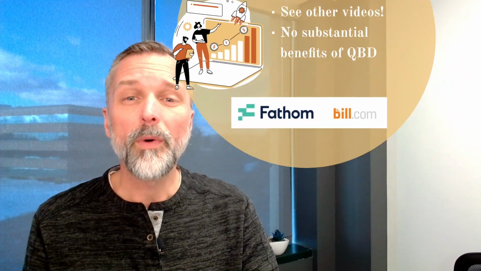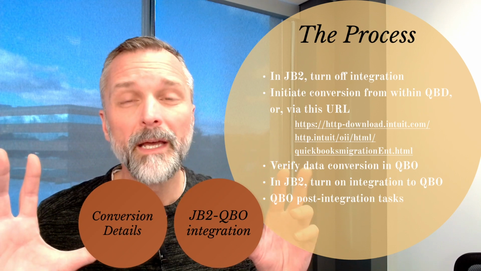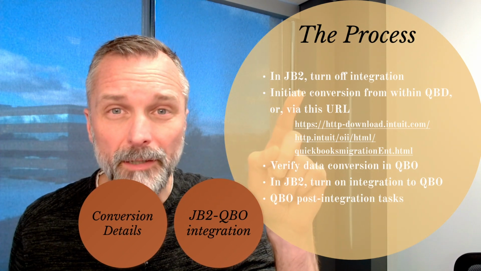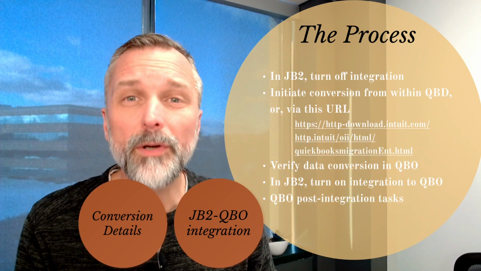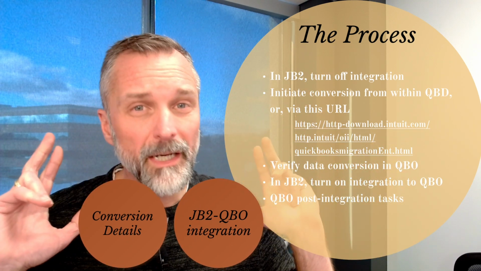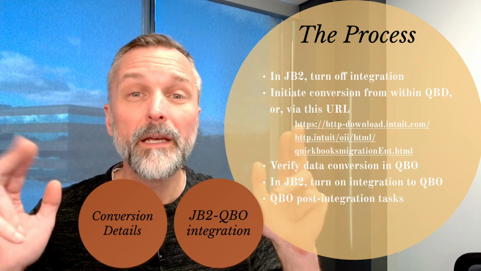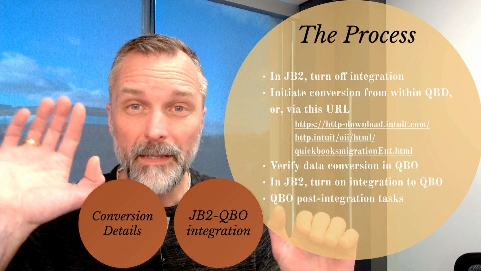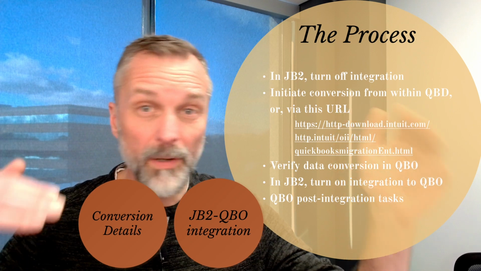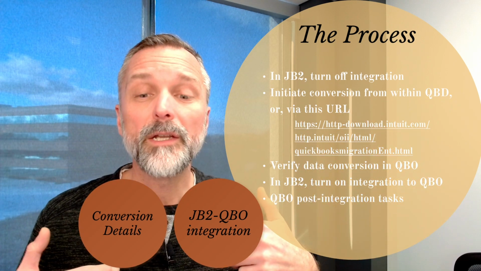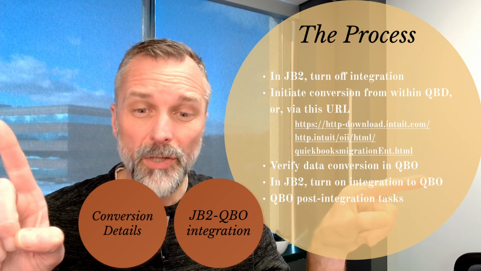So with that, what does the process look like? Here's an overview, and I'm going to share a few more details in a moment. Basically, you turn off the integration from JobBoss2 into QB Desktop, and then you convert your QuickBooks data into QBO. Intuit has made that process very easy and very powerful. And then you're going to review the data that converted from desktop to online. When you're comfortable and have verified that things are looking good, then you are going to turn on the integration back from JobBoss2, this time to QBO.